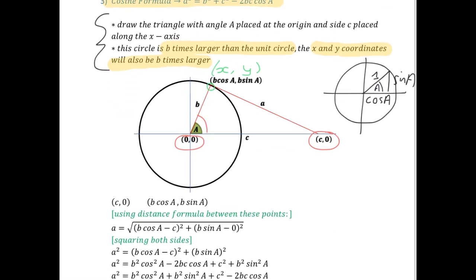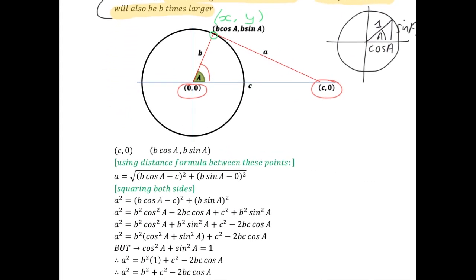So now when we look at this diagram, we have 2 points. We have the point (c, 0) from out here. We have the point (b cos A, b sine A) from up here. And now we use the distance formula from coordinate geometry to get the distance between these 2 points.